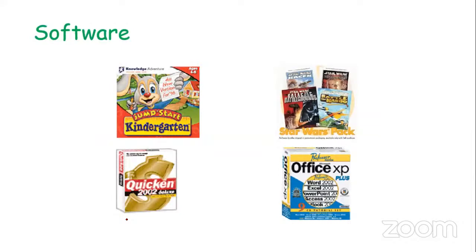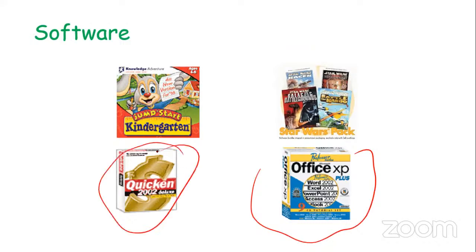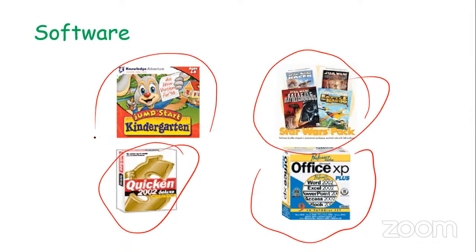Here's an example of application software. We have Microsoft Office XP. We have Quicken 2002. We have the Star Wars games. Those are softwares as well. We have the kindergarten as well. That is part of your application software collection as well.